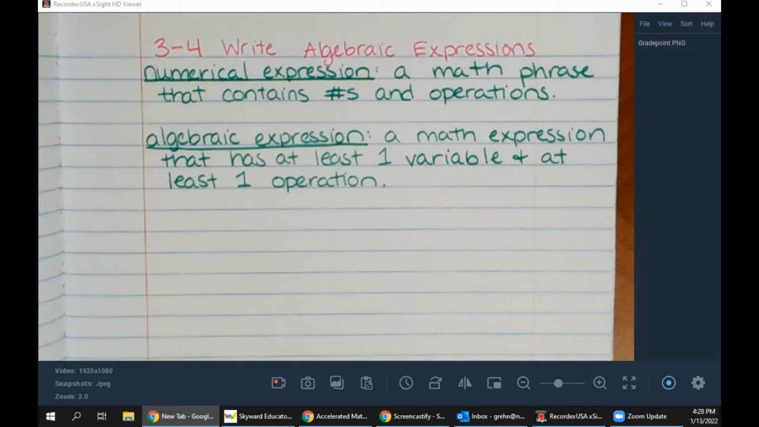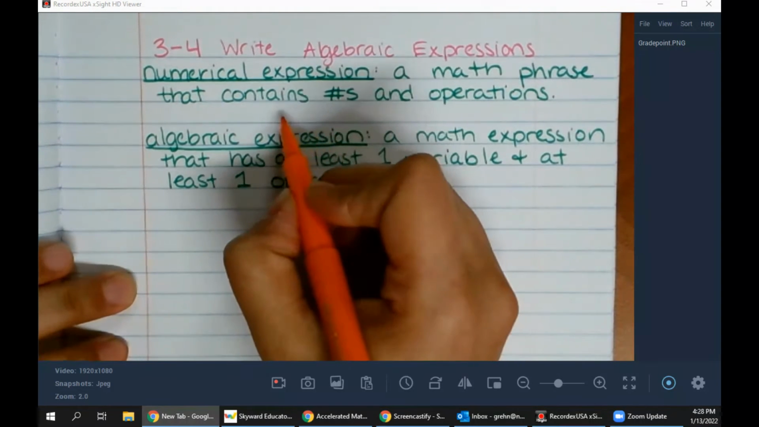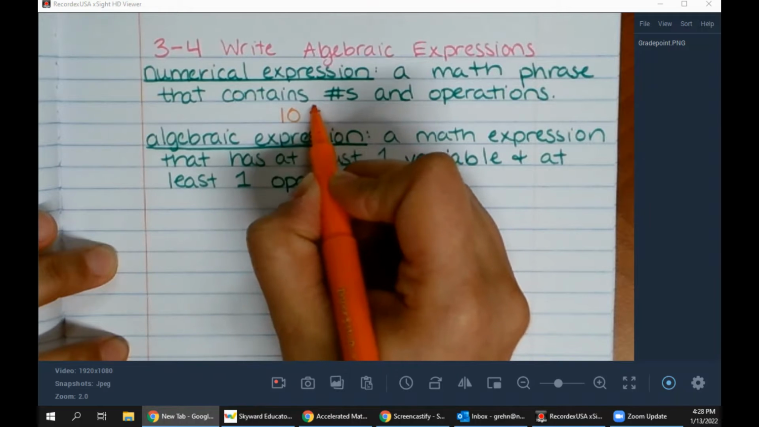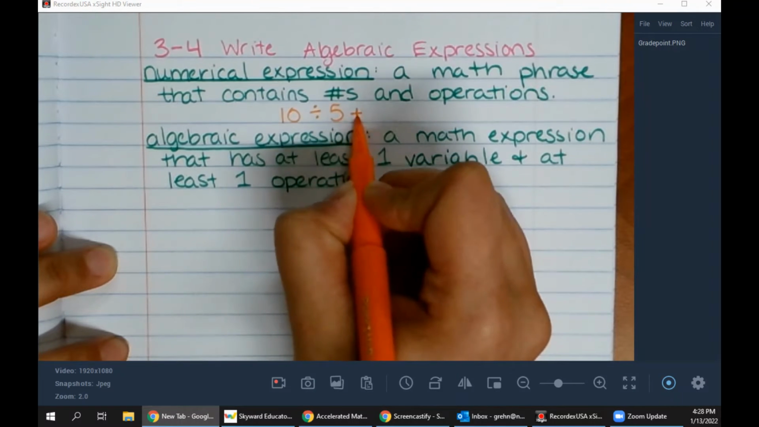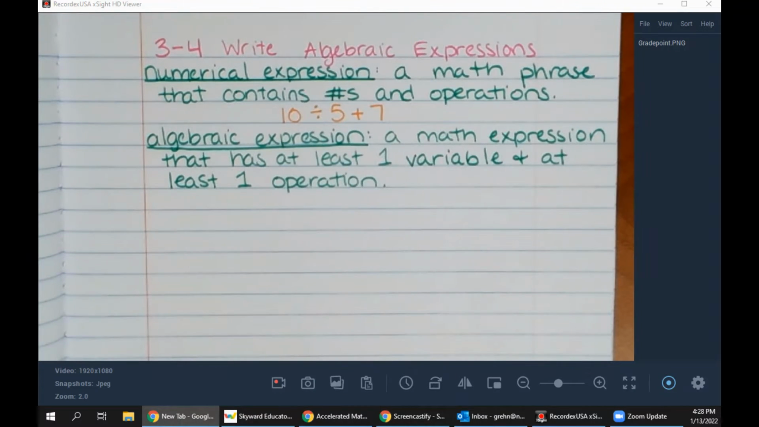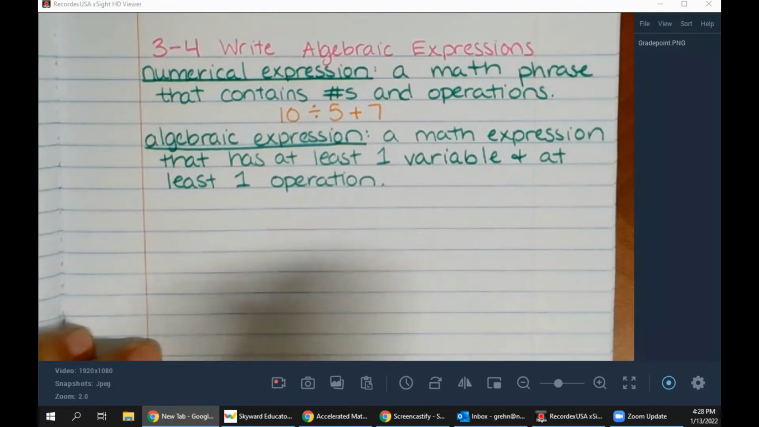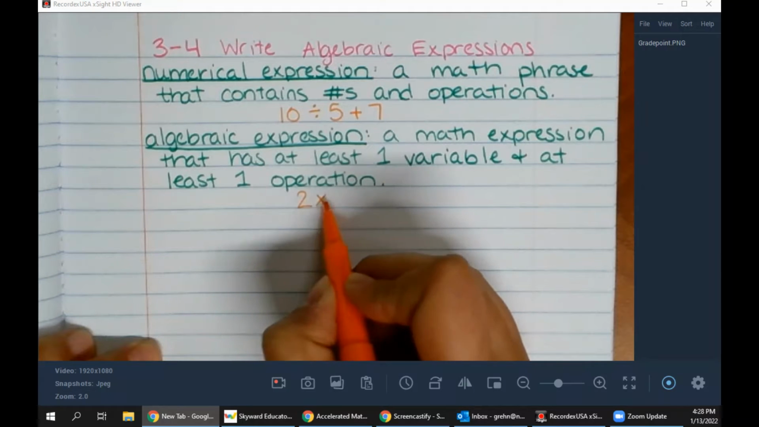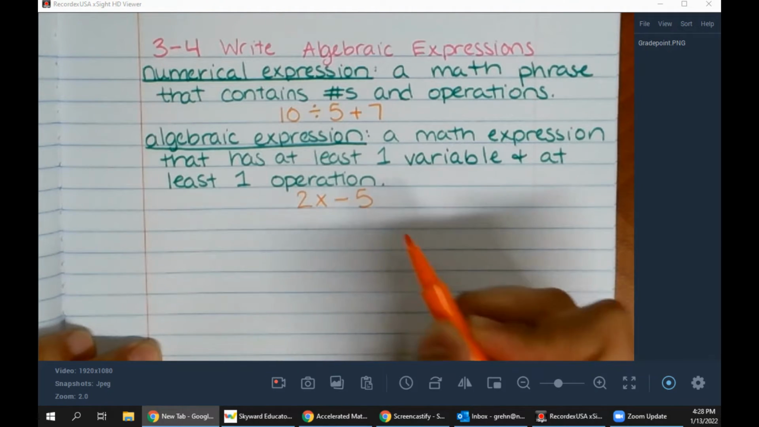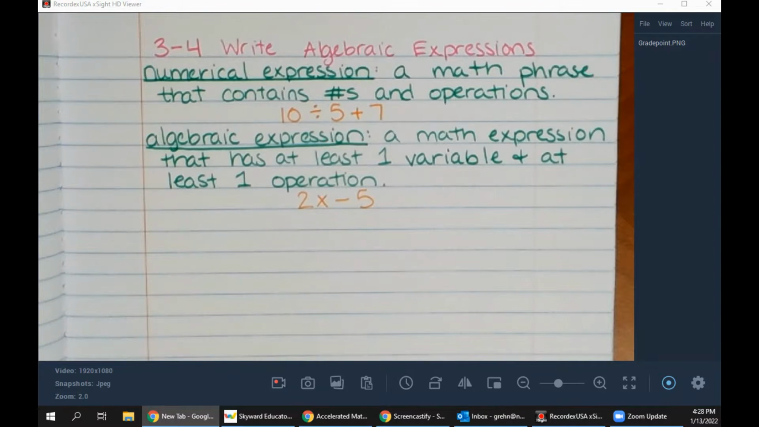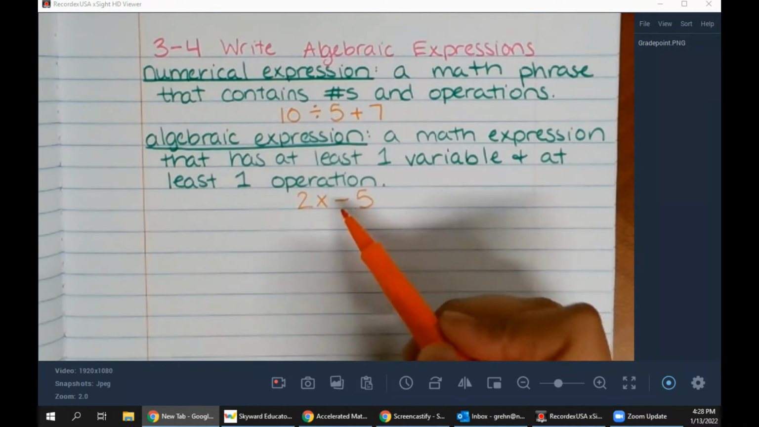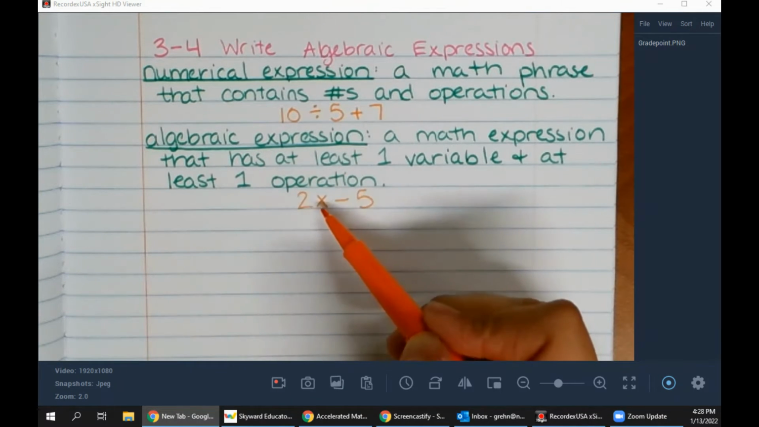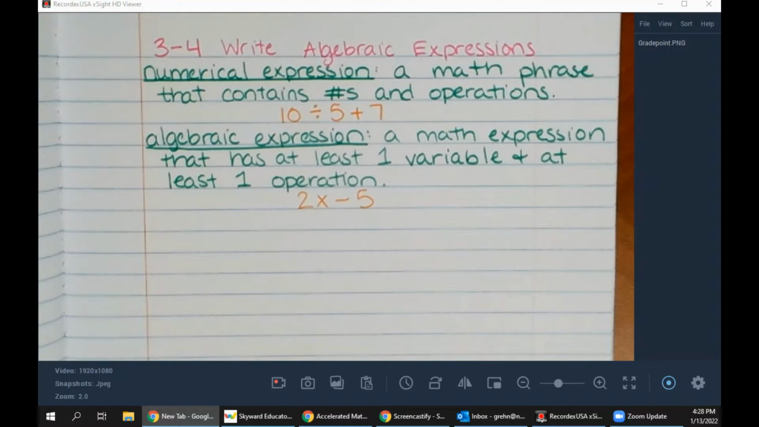So for example, if I were to write a numerical expression, that could be something like 10 divided by 5 plus 7. That would be a numerical expression. Whereas an algebraic expression is going to have at least one variable. So that might be something like 2x minus 5. So in both of these we have operations, but in an algebraic expression we also have variables.